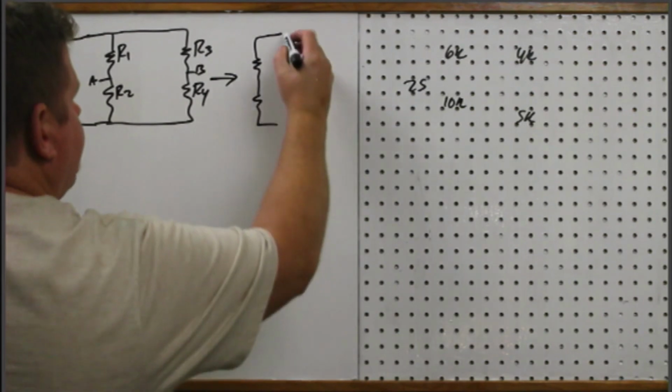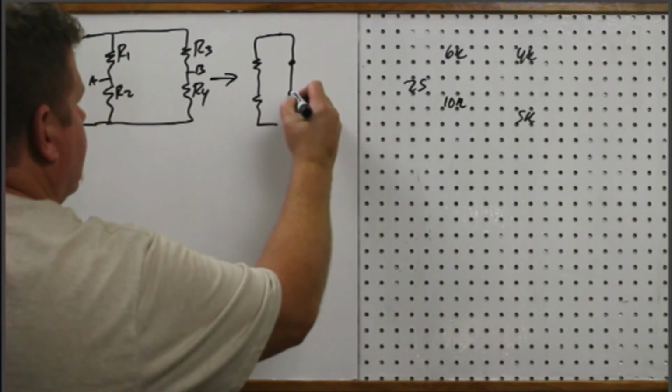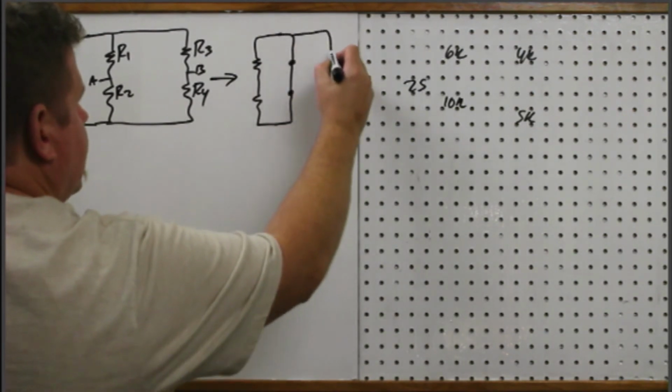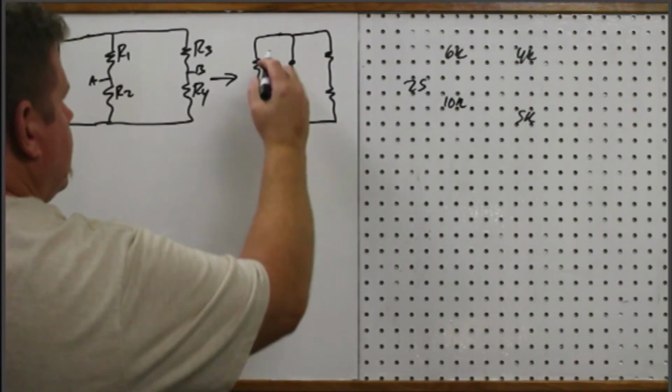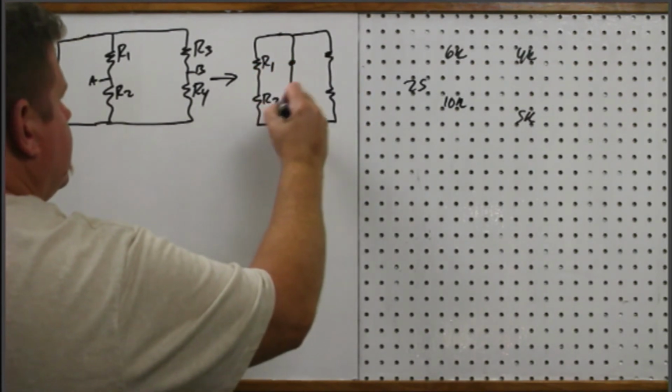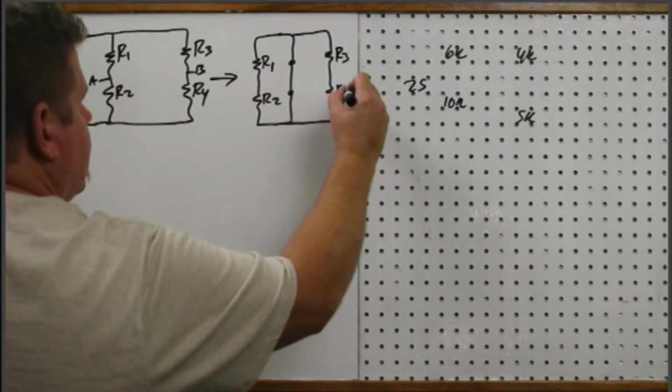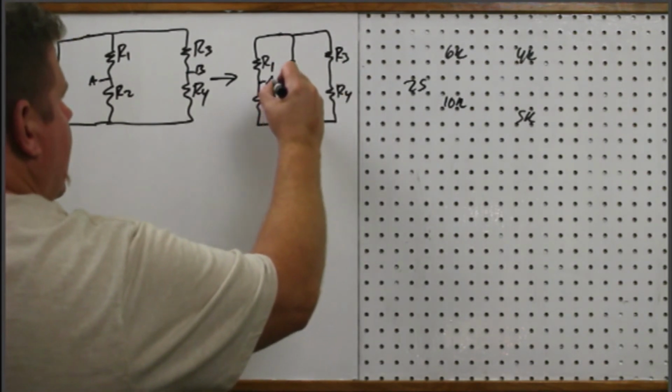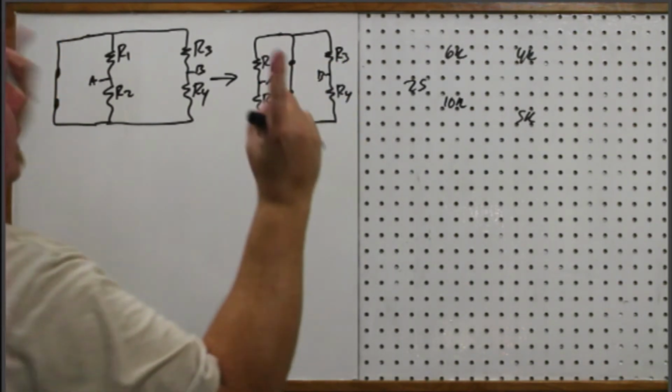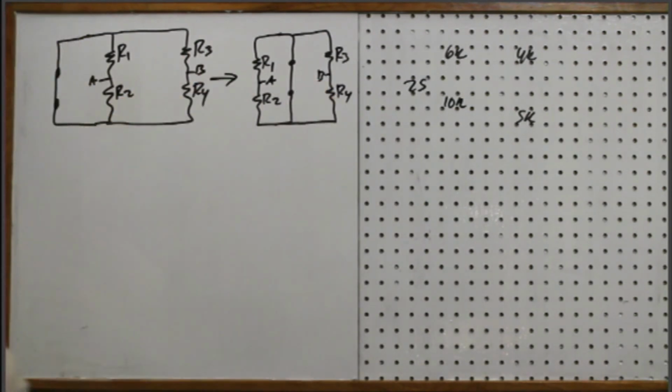So now I'm not going to show the voltage short again because I've got a short in the middle. Okay, so there's still R1, R2, R3, and R4. And here's A and B. Remember, we're taking our ohmmeter and putting it between those two terminals.